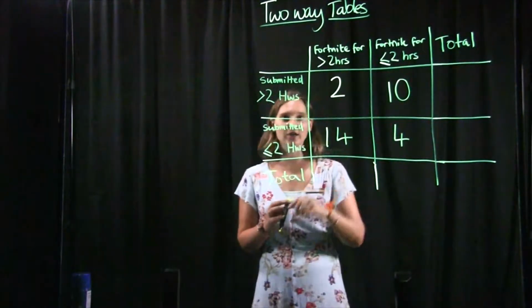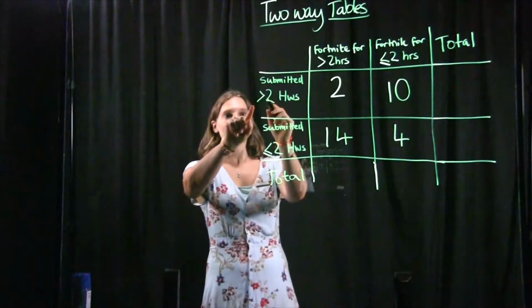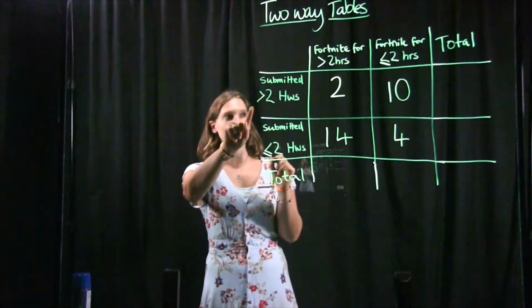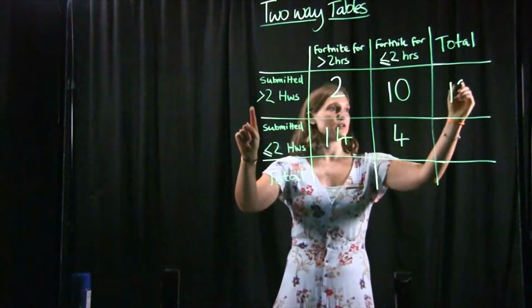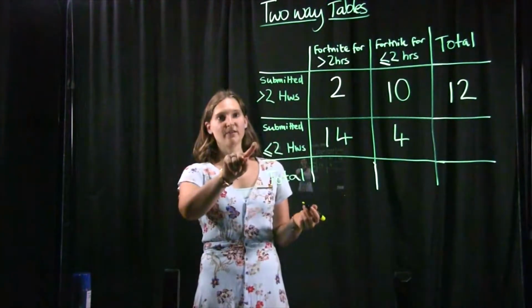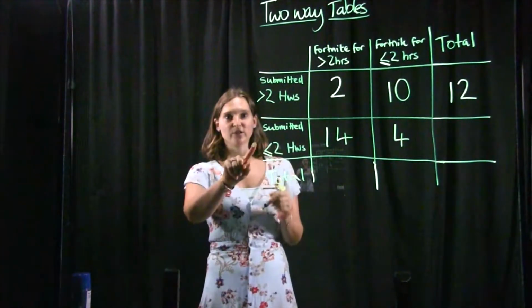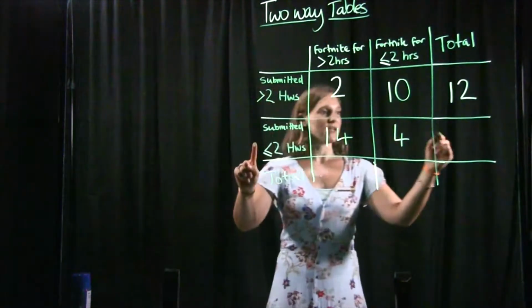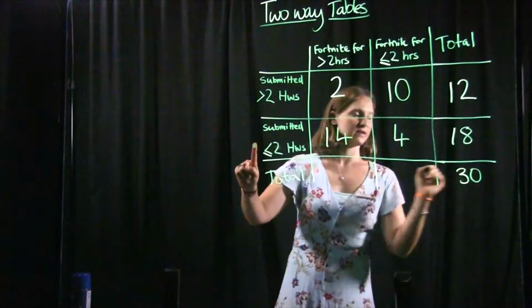Now we're going to look at our totals. So the total amount of people that submitted more than 2 pieces of homework over the term, whether they played more or less Fortnite, were 12. The total amount of people in my survey group who submitted less than or equal to 2 pieces of homework over the term is 18. And I've got a total then of 30.